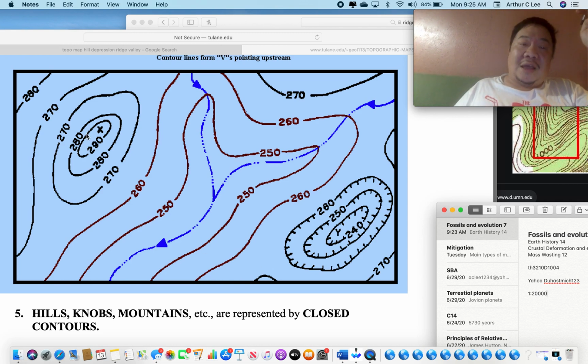The closer the lines are together, the steeper the ground is. So if I were to walk up this hill, it would be a lot easier to walk this way than to walk this way because the lines are closer together. How high above sea level would I be right here? Well, I'm right between 250 and 260, so I would be 255 feet above sea level right here.